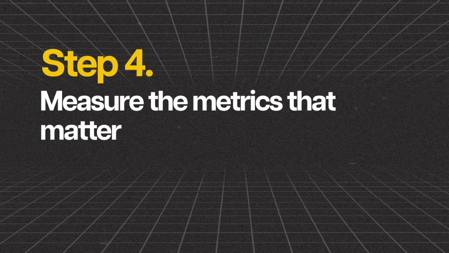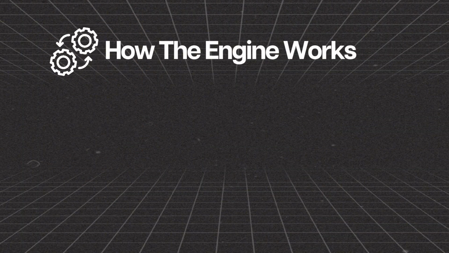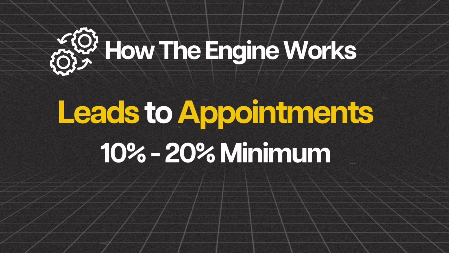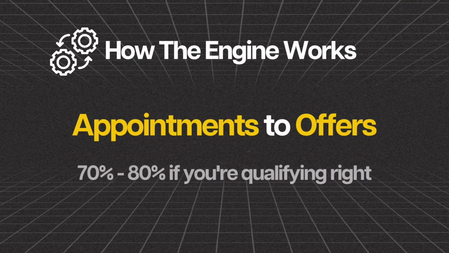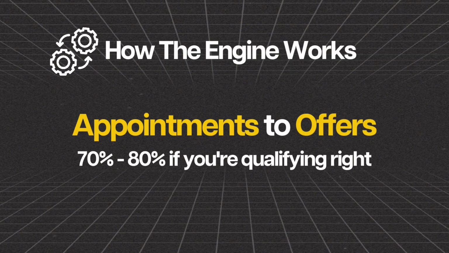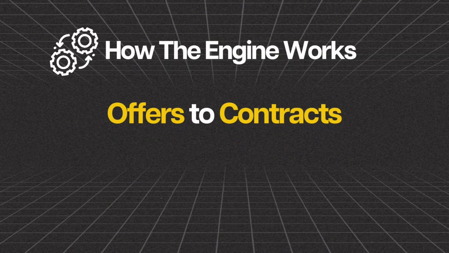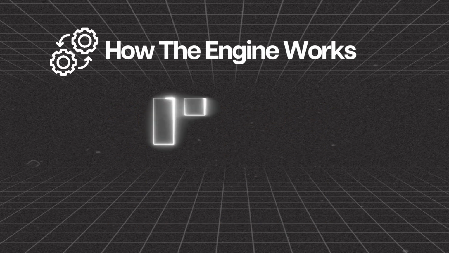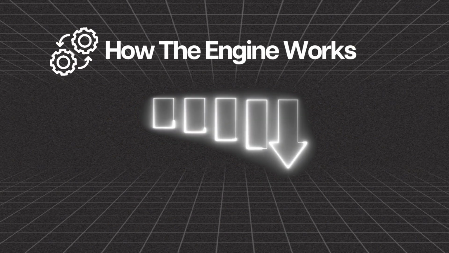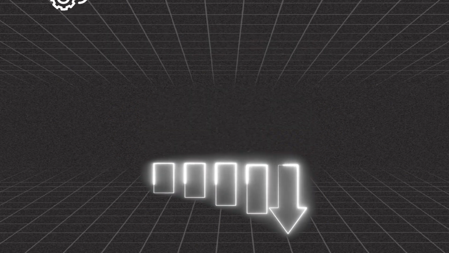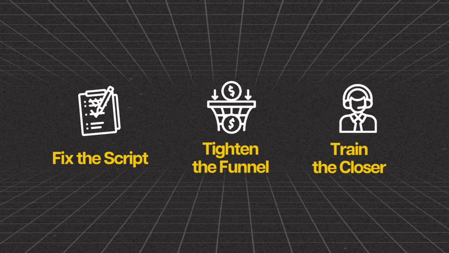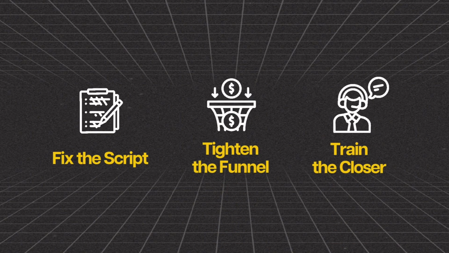Step 4, measure the metrics that matter. Here's how you know if your engine works. Leads to appointments should be 10-20% minimum. Appointments to offers, 70-80% if you're qualifying right. Offers to contracts, 20-40% depending on how competitive your market is. If those numbers are weak, don't blame the leads, blame the engine. Fix the script, tighten the funnel, train the closer. Your ROI lives and dies inside this machine.